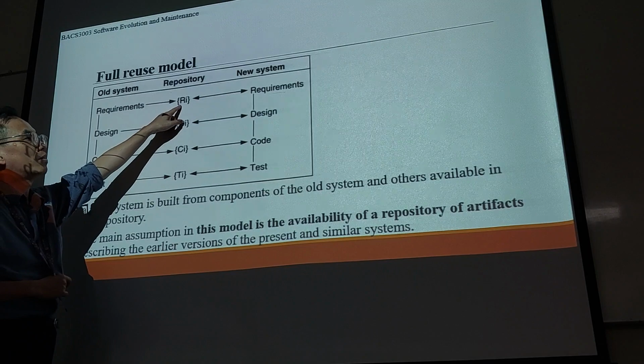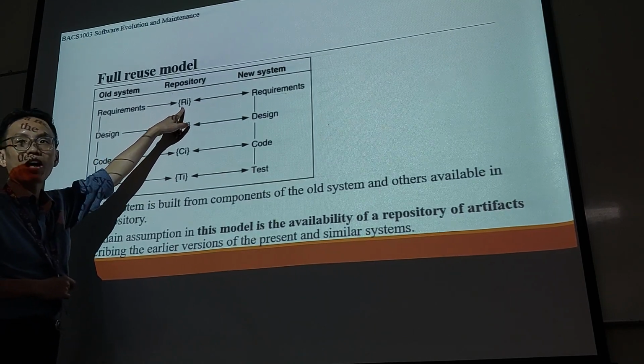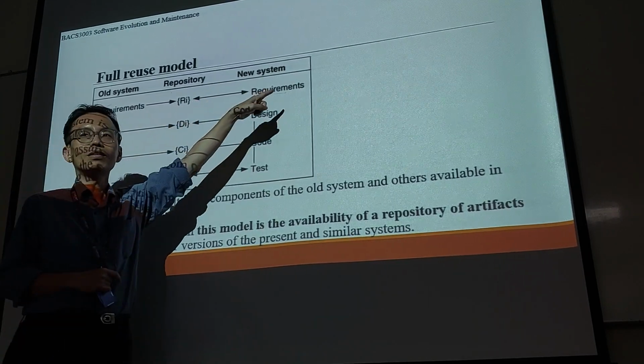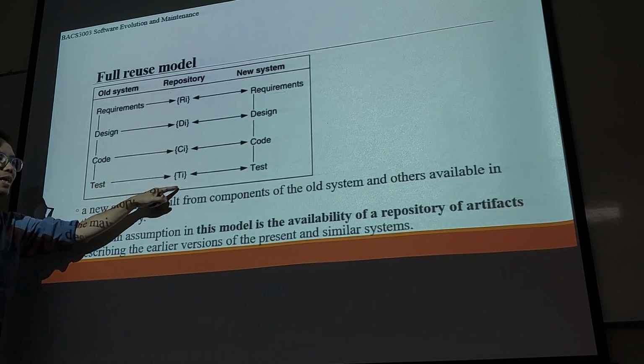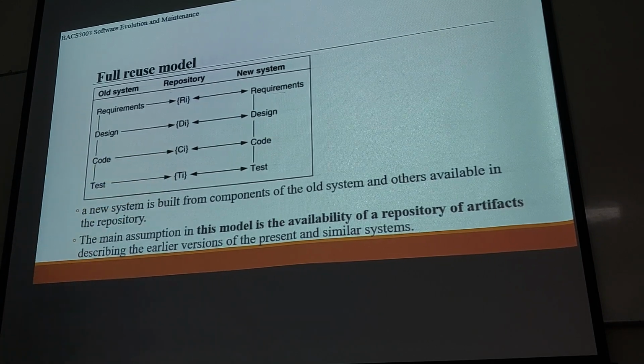Requirement: they check the requirement repository to see whether any requirement can be reused. Reuse design, coding, and test. That's it. Understand? So these are the three models of reuse under the reuse-oriented models. Understand? Okay?